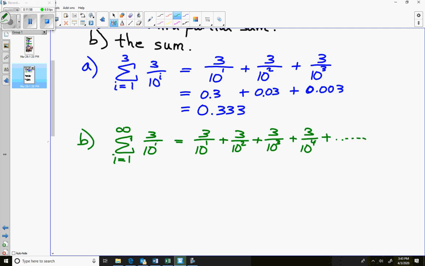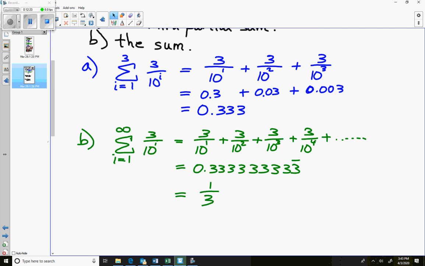But it's going to keep going forever and ever and ever. Now, you should have picked up from the above example that it's going to end up being 0 point, and now we're going to have that forever and ever and ever, which is what? Simply 1/3. So we do get a sum for this.